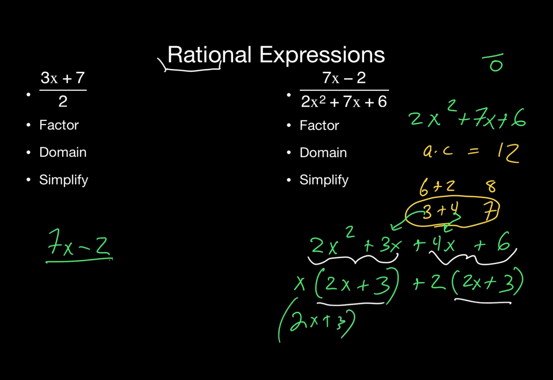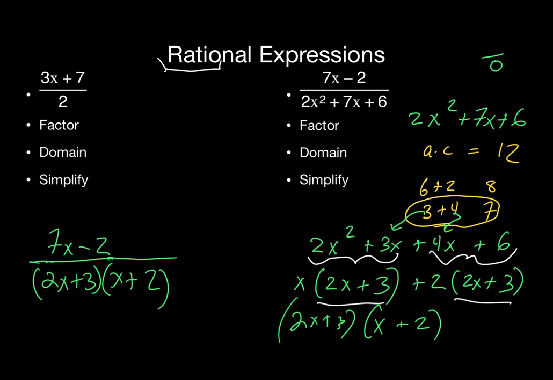When I factor that from the first one, I'm left with x. When I take the 2x plus 3 from the second term and factor it out, I'm left with the positive 2. So now over here, my denominator will be 2x plus 3 and x plus 2. And I'll put parentheses up there just for consistency. You don't have to, but it's not a bad idea. All right, I did the first step. I factored.